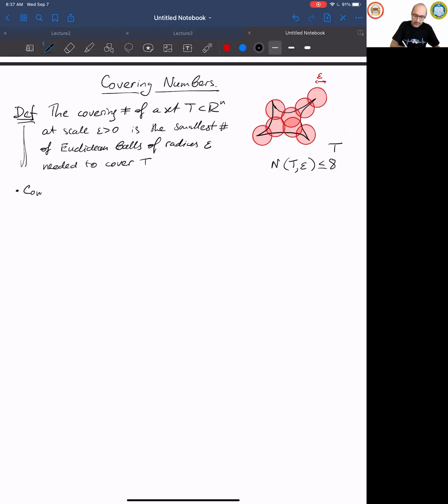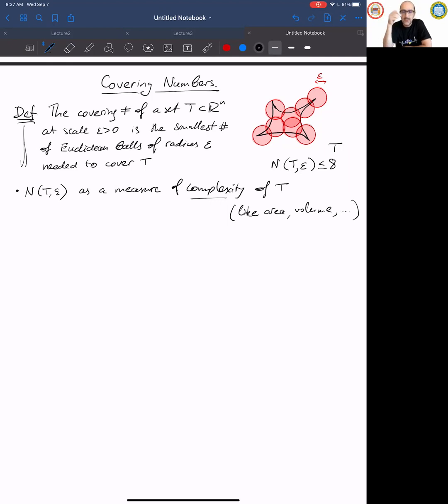You can think of the covering number N of T, epsilon as a measure of complexity or size of T, but really complexity is a better word in data science. It's how complicated T is. For now, you can put it in the same area of your brain as other measures of size or complexity, like area, volume, surface area, whatever.